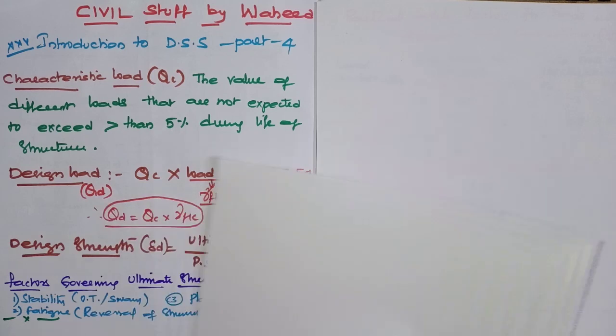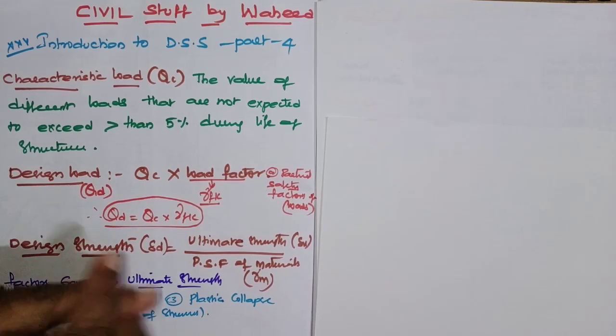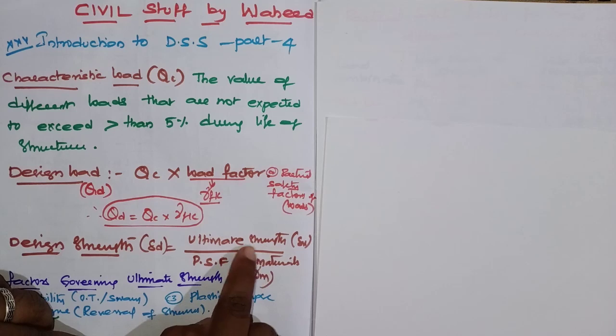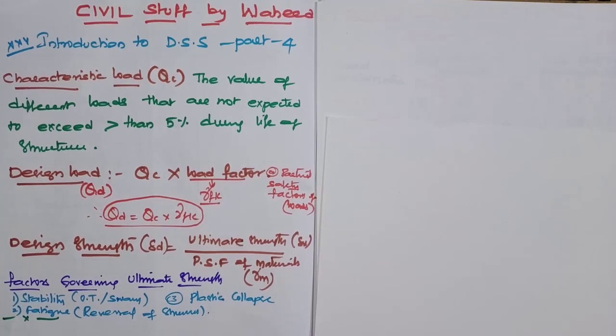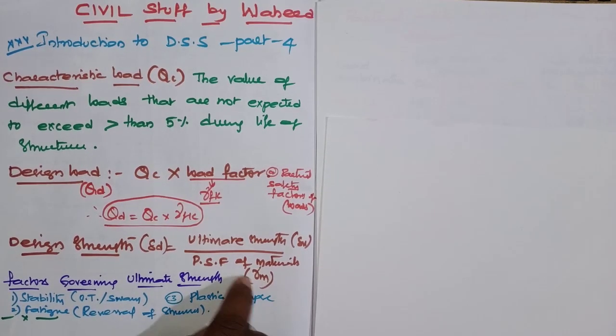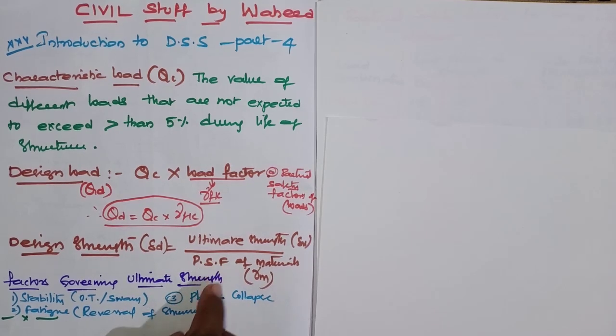Next, if I know the ultimate strength, I can calculate the design strength by dividing the ultimate strength by the partial safety factor of a material, because the strength of a structure depends upon its material strength. So we'll be seeing the tabular column for this partial safety factor for different materials also.